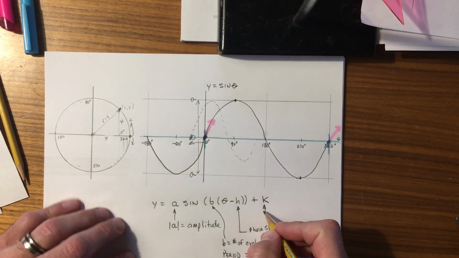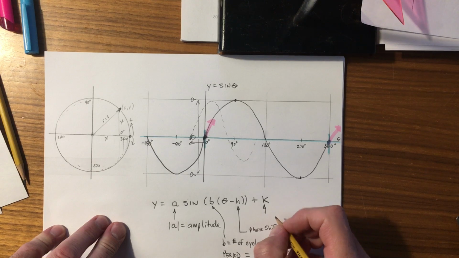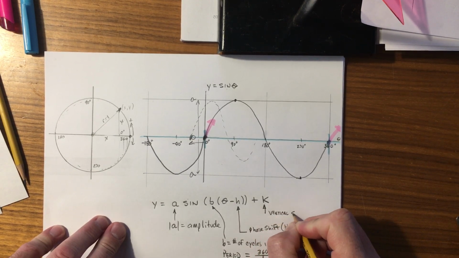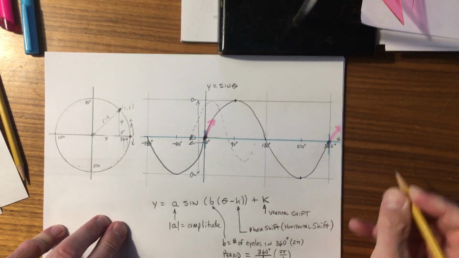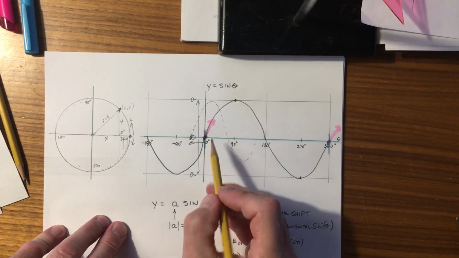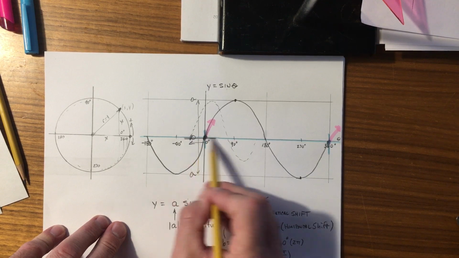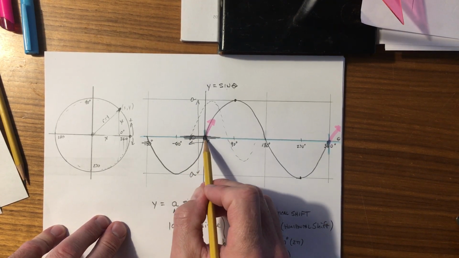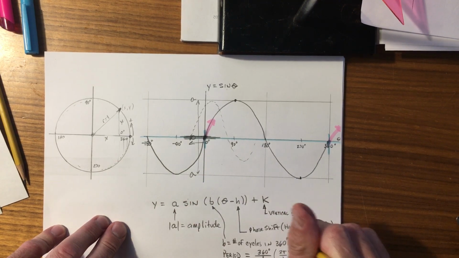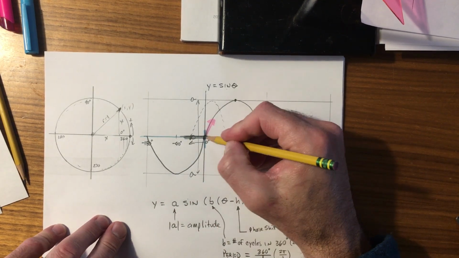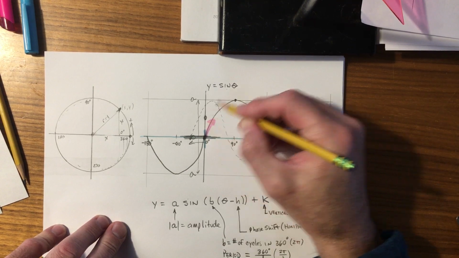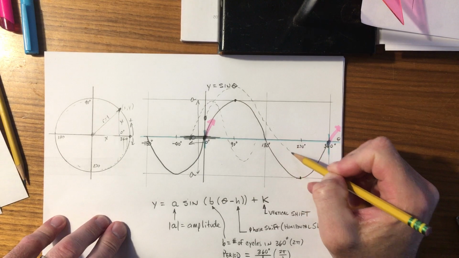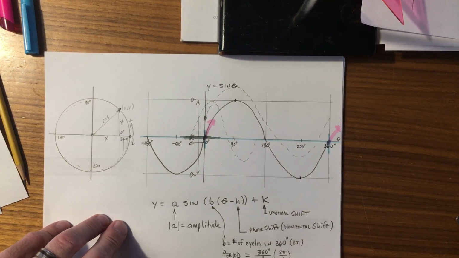Lastly, there is this letter K, and this is the vertical shift. Normally, the sine function starts at 0 and goes up and down, but it's possible that we could shift it upwards, and then we could have something that looks like that.